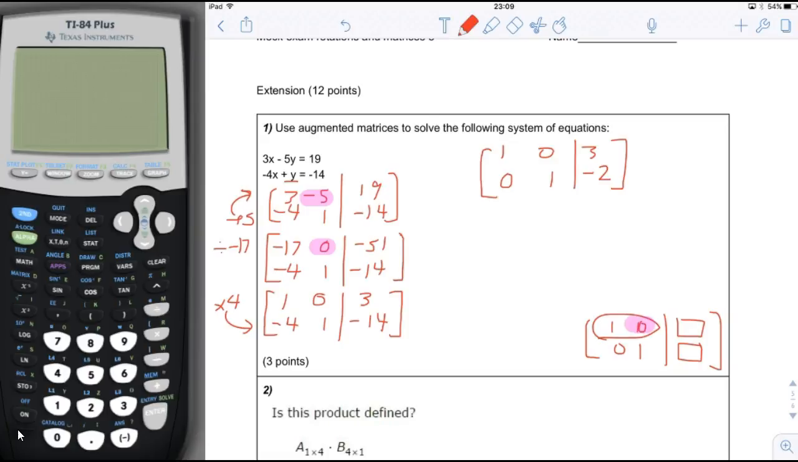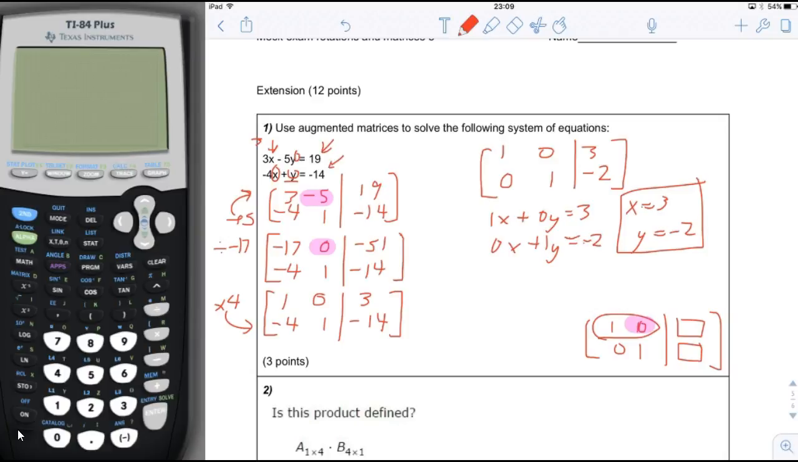Now actually we have our solution, because the top row is 1x plus 0y equals 3, which is the same thing as x equals 3. And the bottom row is 0x plus 1y equals negative 2, which is the same thing as y equals negative 2. So we've solved for x equals 3 and y equals negative 2. The way you can check that is you could take x equals 3 and put it here and in here. Then take the negative 2 and put it here and here, and multiply and add those, and you'll see that you indeed get 19 and negative 14.